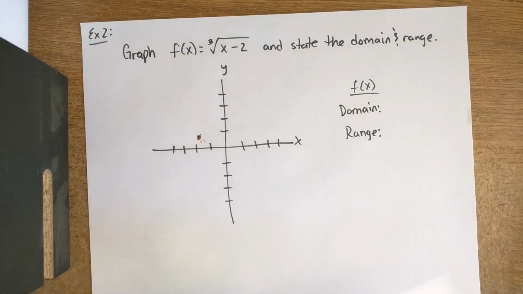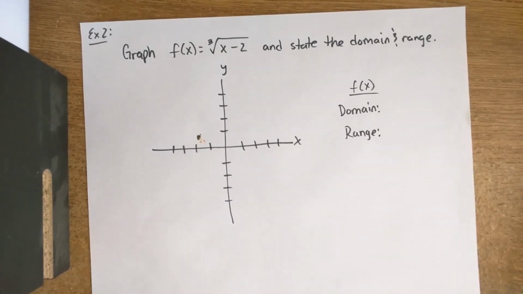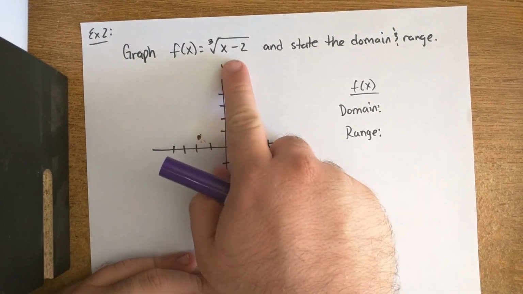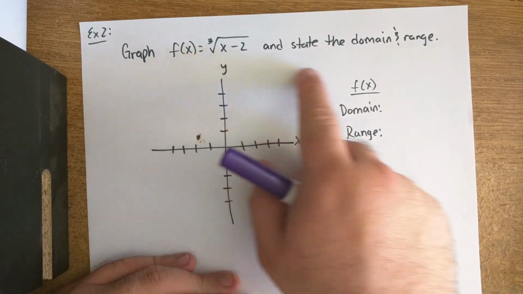All right, this is the last one. I just showed you square root functions. I just got to show you cube root functions. I'll do this in purple. Graph f of x is equal to the cube root of x minus 2, state the domain and range.